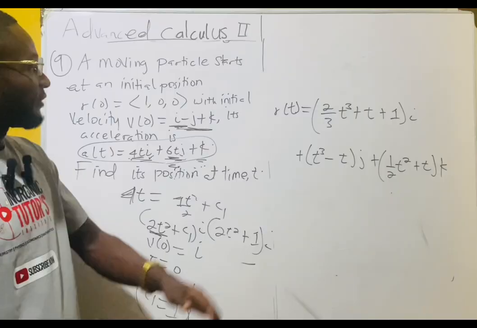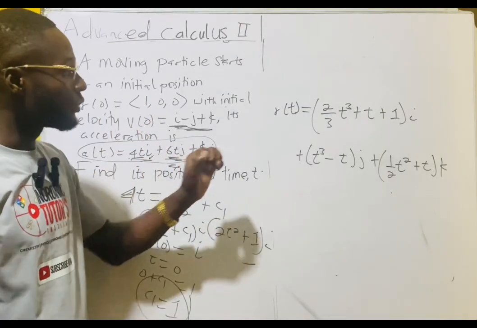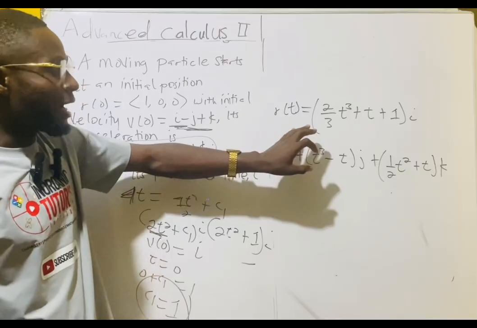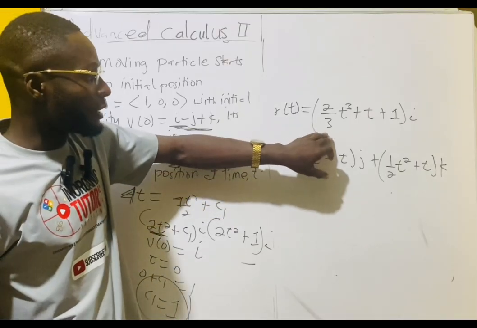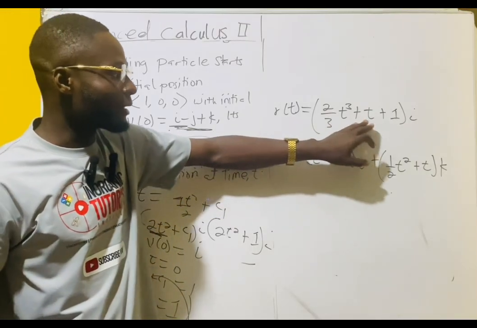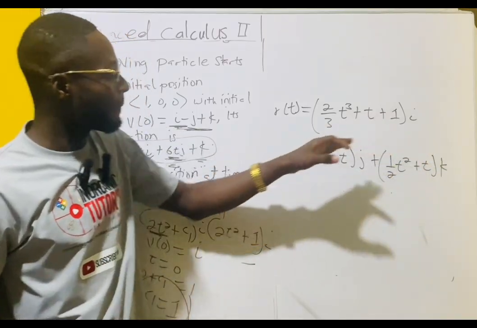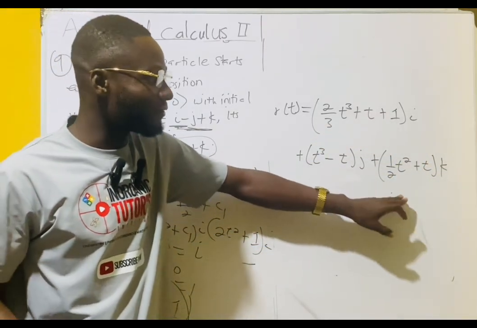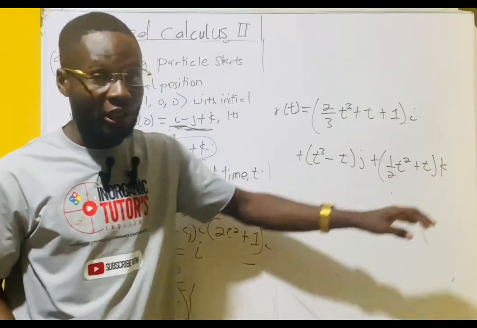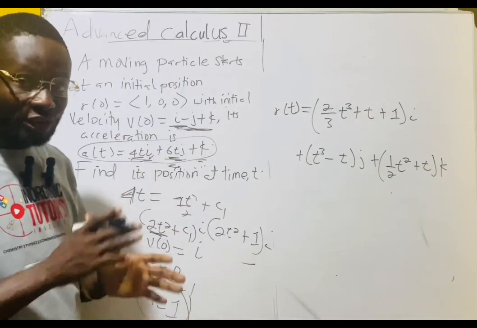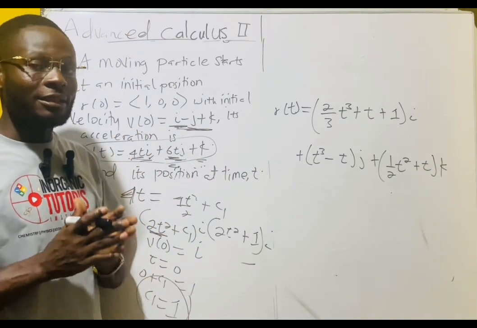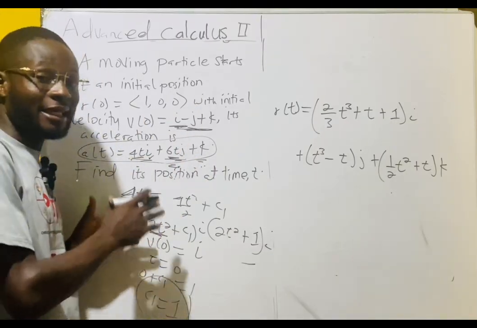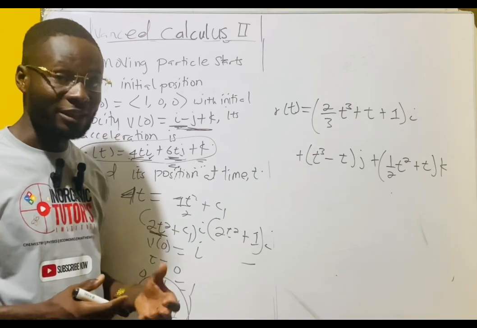Okay, so if you do this and do it very well, this is the position you are going to have at time t. 2 on 3 t cubed plus t plus 1, or i, plus t cubed minus t, or j, plus half t squared plus t, or k. And that becomes the position at time t given this problem. All right, so that is the end of question number 9. Let's move on to question number 10.